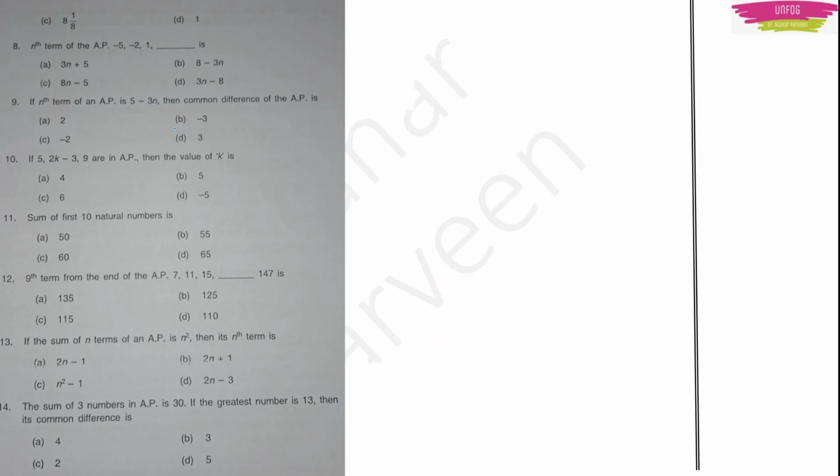Okay. Next question number 10. If 5, 2k minus 3, 9 are in arithmetic progression, then value of k is. This is very simple. What is the arithmetic progression they have given in number 10? It is 5, 2k minus 3, 9. Now what you do? It is simple. You can use common difference. What is common difference? You subtract it like this, right? Any two terms you take, your wish. I will subtract second term minus first term. It will be 2k minus 8. This is one thing. This is D.